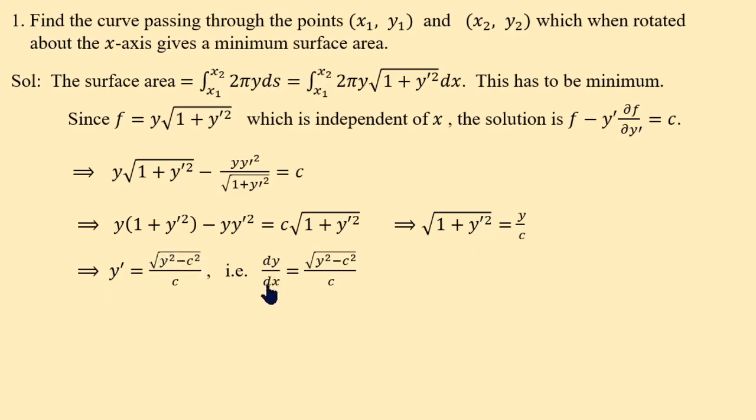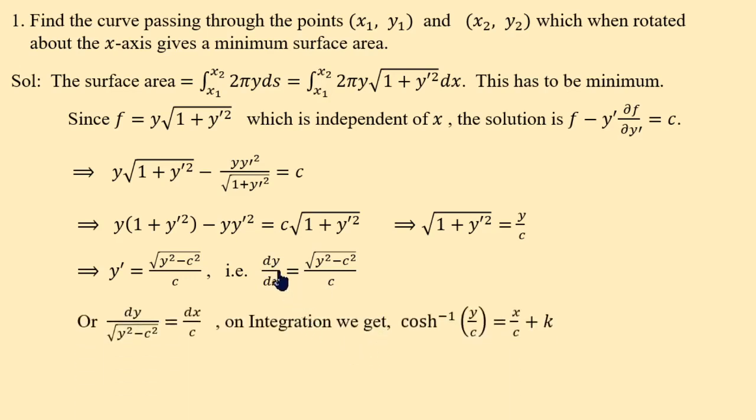Y dash is nothing but dy by dx. Now separate the variables and integrate. Now dy by root of y square minus c square equals dx by c. Integrate.